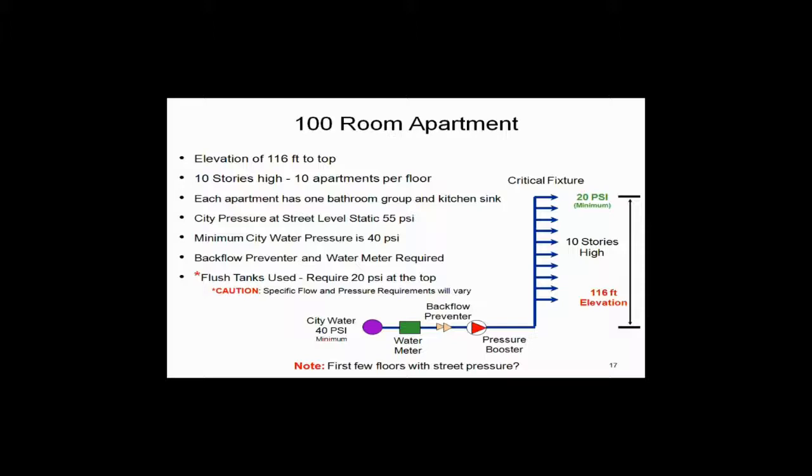You need to go to the city and find out what that minimum pressure is going to be. If it's 40 pounds in this case, fine. And you need to write a letter. Yeah, write a letter. They probably won't give you one. Ask them to send you a letter. They won't give you one. You write them a letter. You put in your file who told you the minimum city water pressure was 40 pounds.